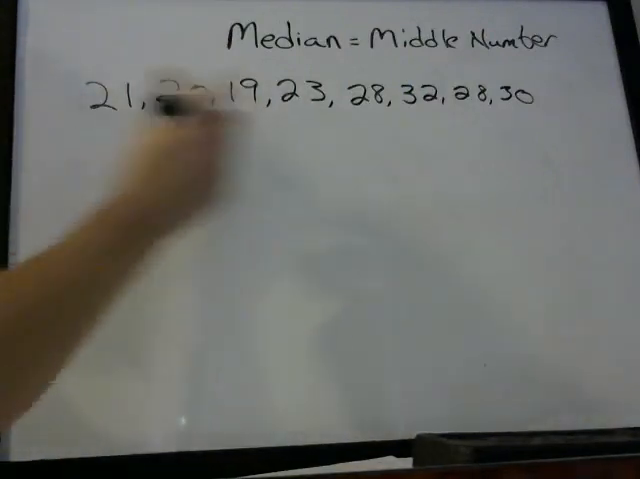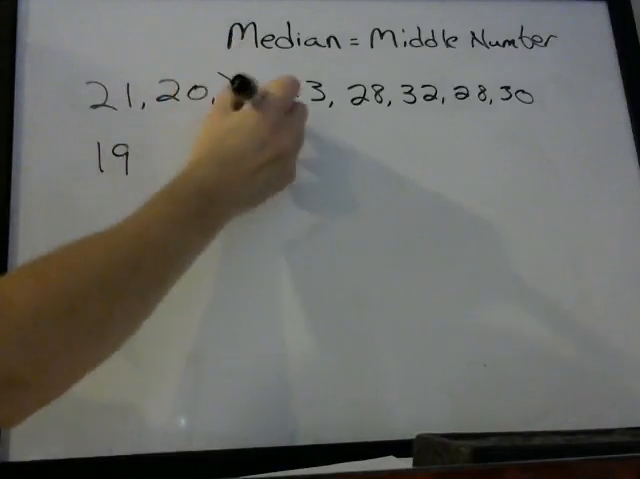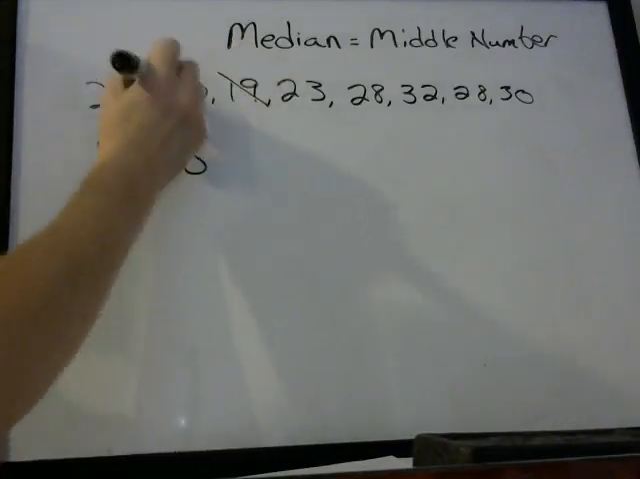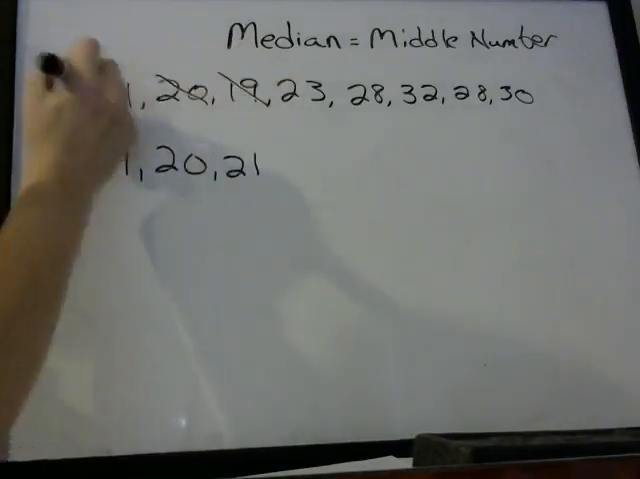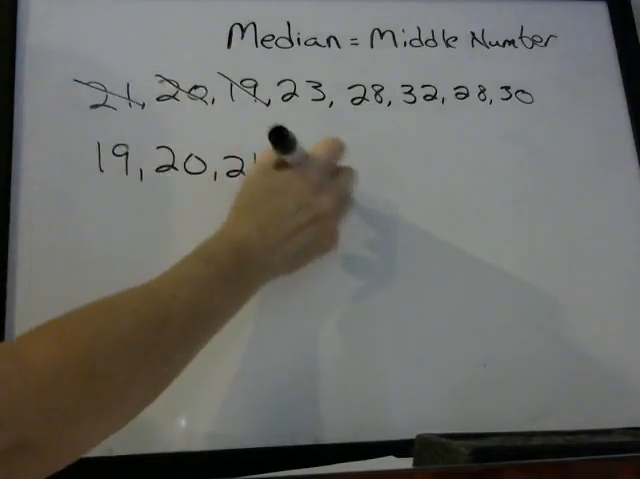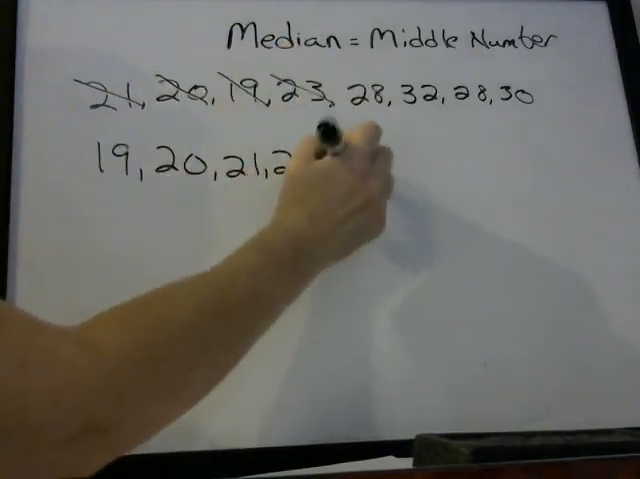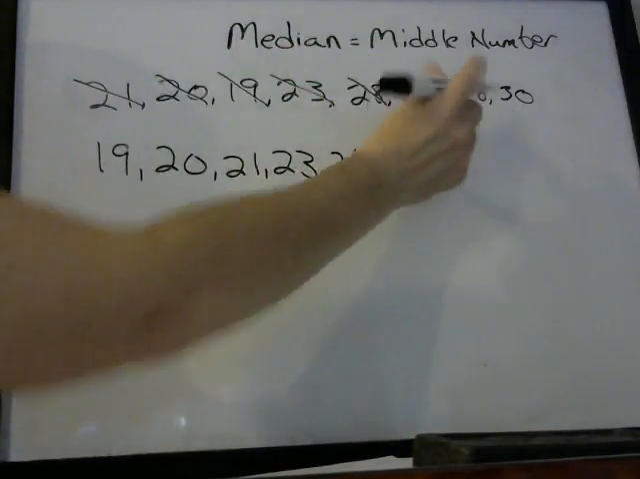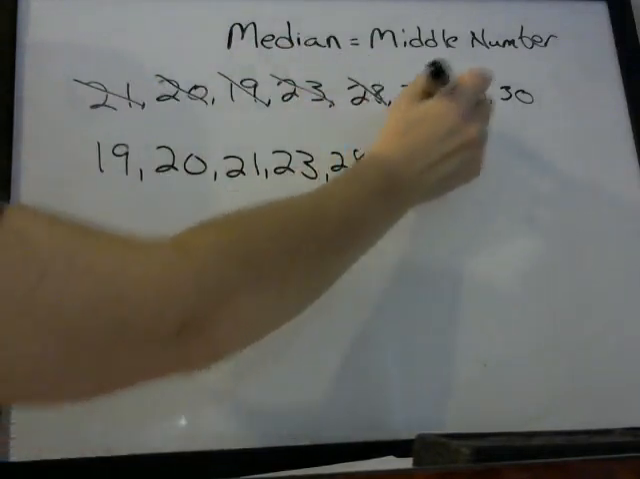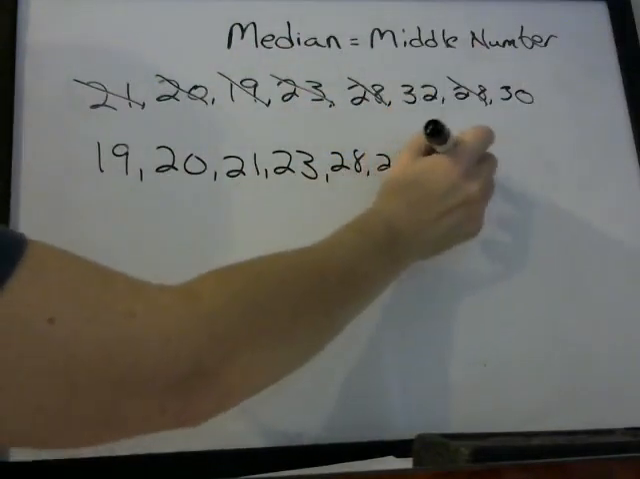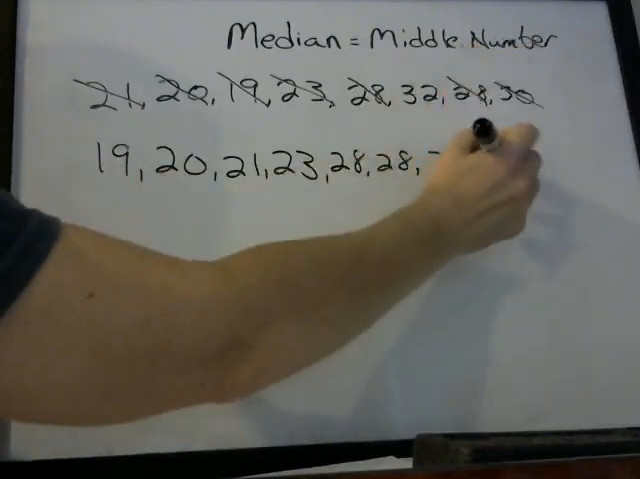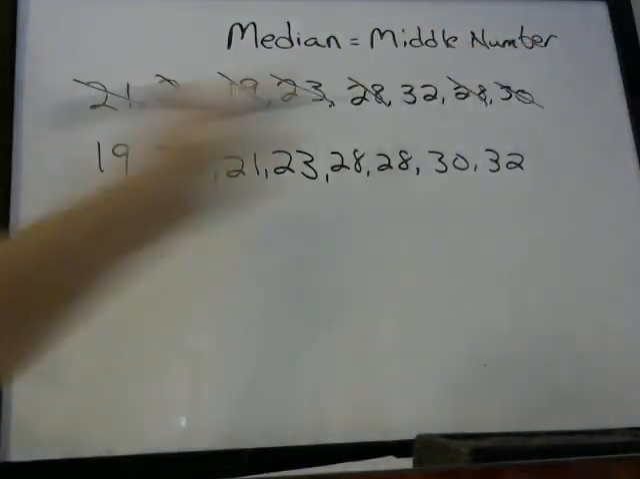So 19 is the lowest, then 20, 21, 23, 28, there's another 28, a 30, and then 32. So again, just write them in ascending order.